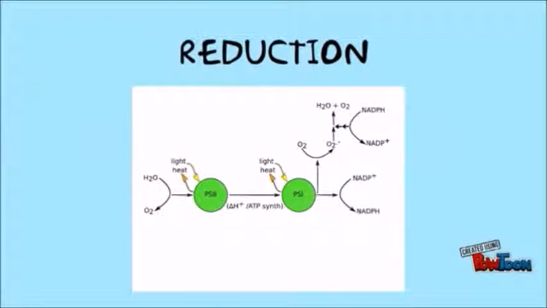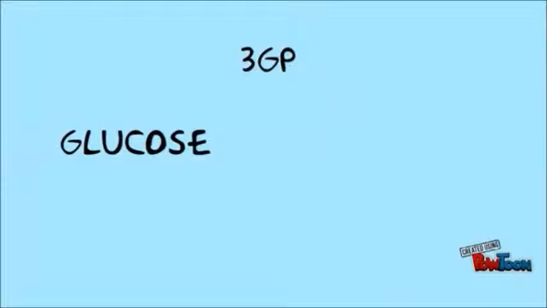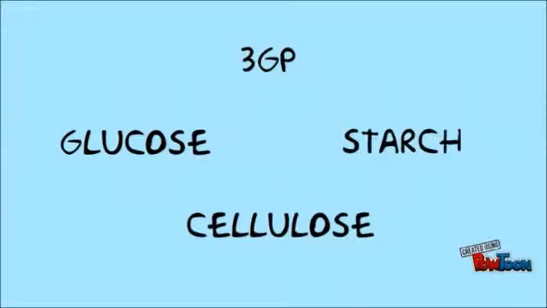The ATP, which is a product of the light-dependent reaction, will add a phosphate group to the 3-phosphoglycerate. And then NADPH, which is another product from the light-dependent reaction, will give electrons, which will create 2 glyceraldehyde 3-phosphate, or G3P. G3P can be converted by plants into glucose, cellulose, or starch, which is essential to them.